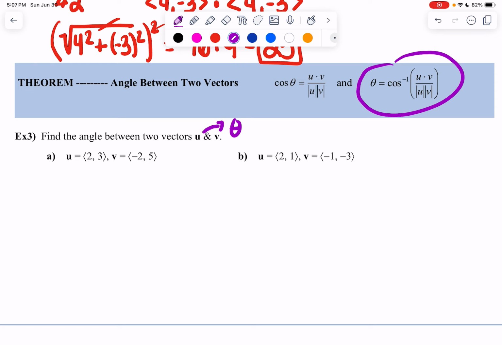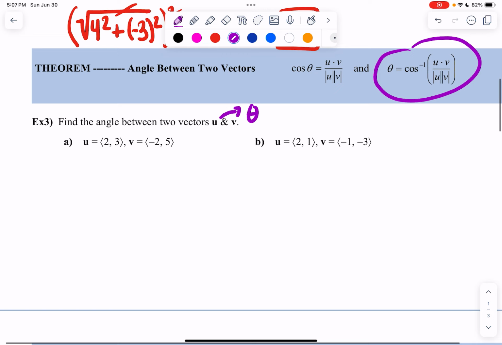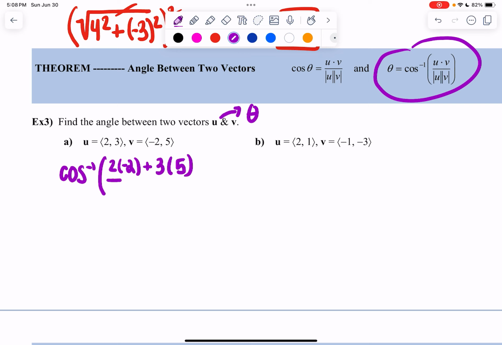If you're starting with the dot product, you would do u times v. So it'd be cosine inverse. It would be 2 times -2, plus 3 times 5. And then on the bottom would be the magnitude. So basically you just square each part. So it'd be 2 squared plus 3 squared, times -2 squared plus 5 squared.